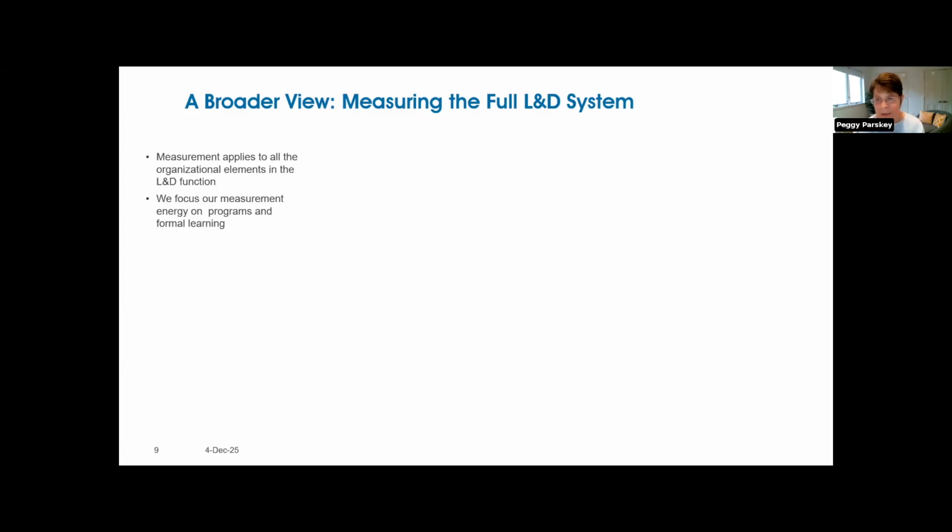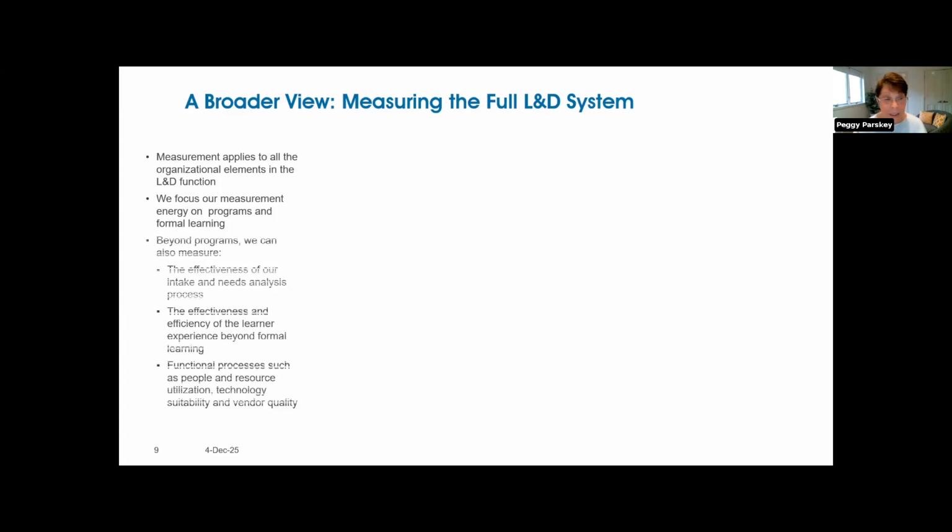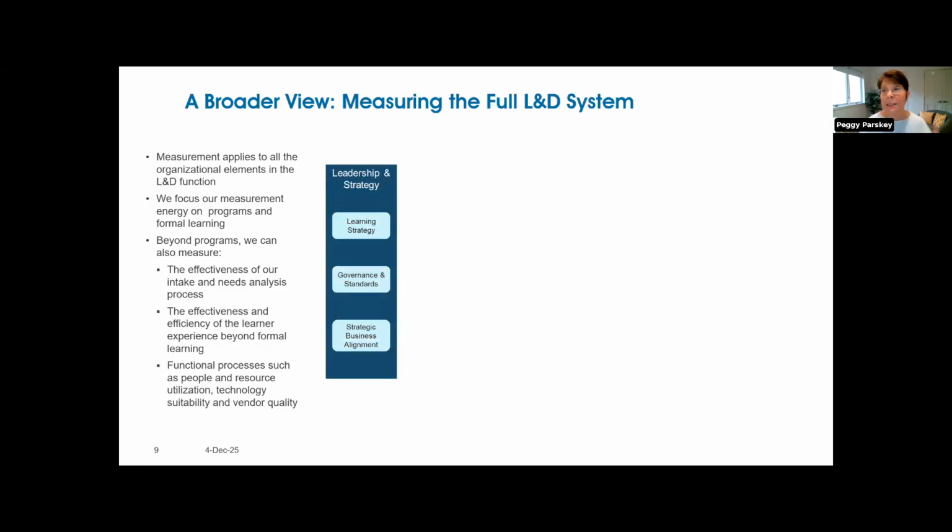And I'm going to want to get some feedback from you in chat as well. There are other things to measure. We can measure the effectiveness of our intake and needs analysis process. We can measure the effectiveness and efficiency of learner experience beyond formal learning. And there will be a poll on this, so keep thinking about it. And functional processes. So when we look at L&D, Dave and I have just created this graphic.